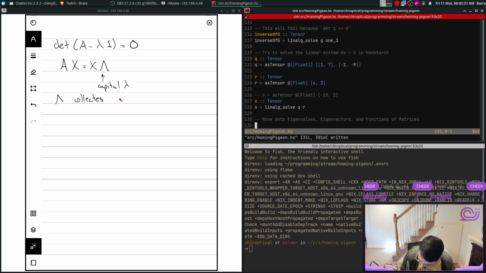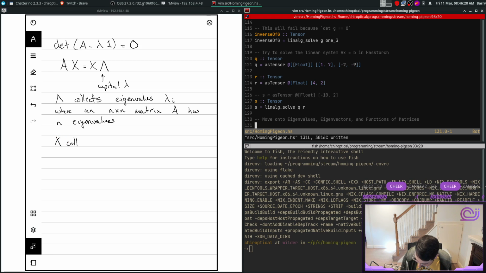This collects eigenvalues, lambda sub i, where an n by n matrix A has n eigenvalues. Okay. X collects the eigenvectors. Are they rows or columns? Column vectors.